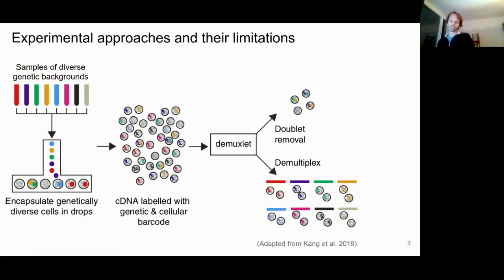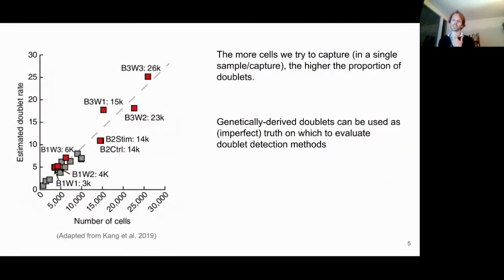Now, what these technologies did enable us to do is first, they provide some positive doublets in real data. This confirmed, for instance, that the rate of doublet formation can be roughly predicted from the amount of cells loaded. And for instance, it's often as high as 15-20% in 10x data. In addition, such data can be used to evaluate doublet detection methods, and I'll do that a little bit later.